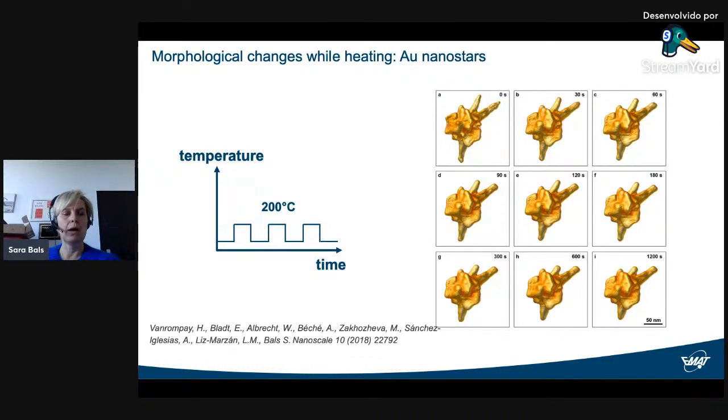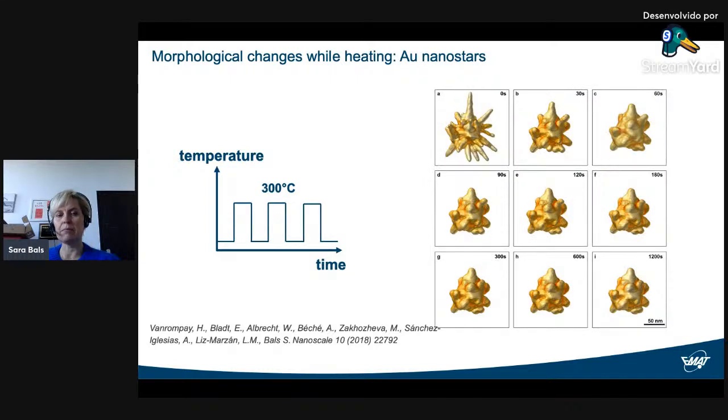We can also perform these experiments at different temperatures. And every time what we see is that the sharp tips disappear very quickly. And that will certainly influence the physical properties of these materials.